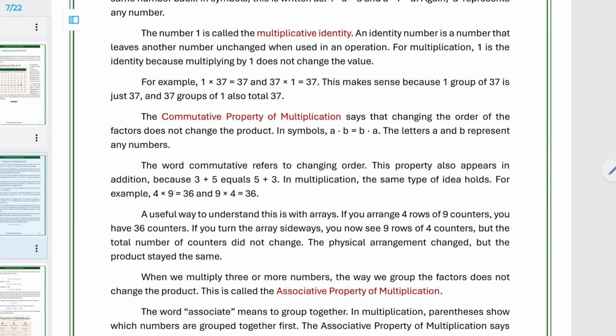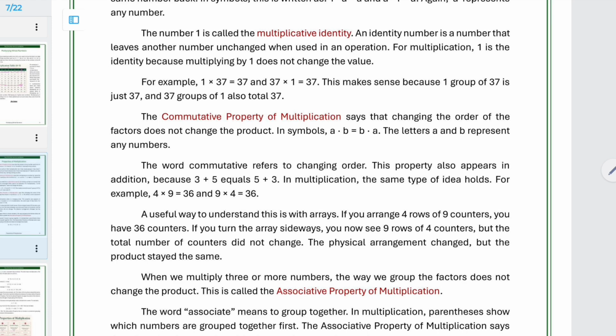The commutative property of multiplication says that changing the order of the factors does not change the product. In symbols, a times b equals b times a. The letters a and b represent any numbers. The word commutative refers to changing order.